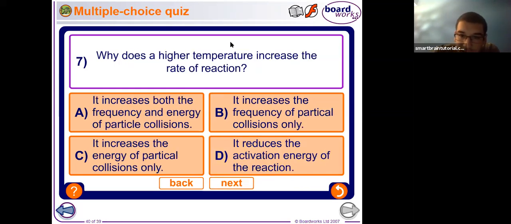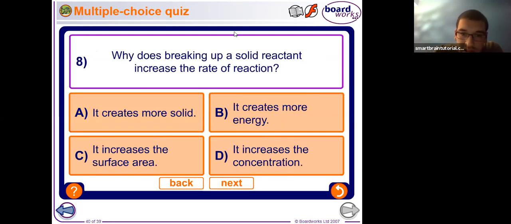Okay, why does a higher temperature increase the rate of chemical reaction? This is about energy. A. Yes. It increases the frequency because when particles get energy, they will move faster. Another reason is that the energy of particles, or the number of particles with the activation energy, is increased.